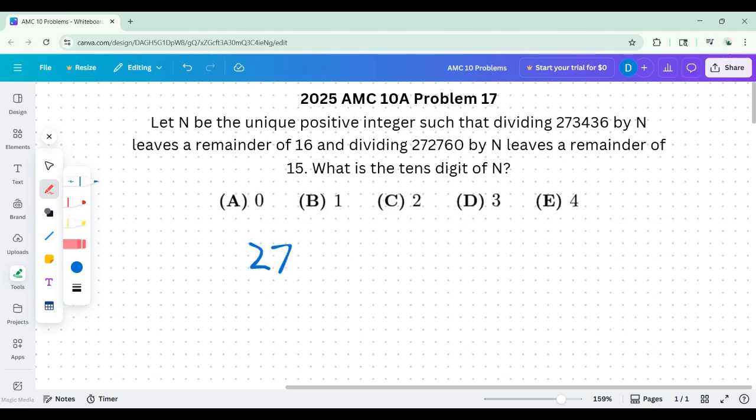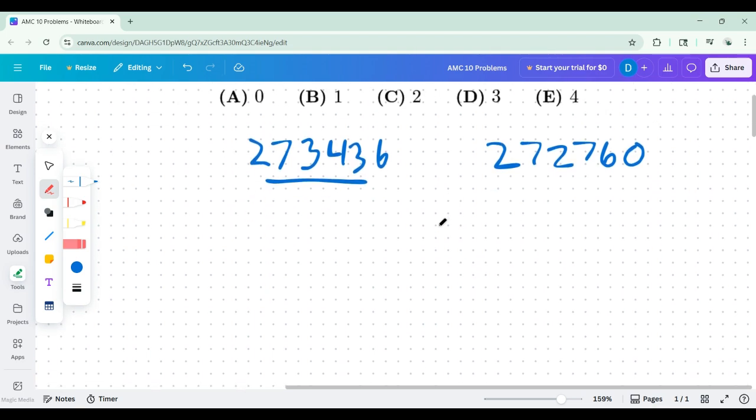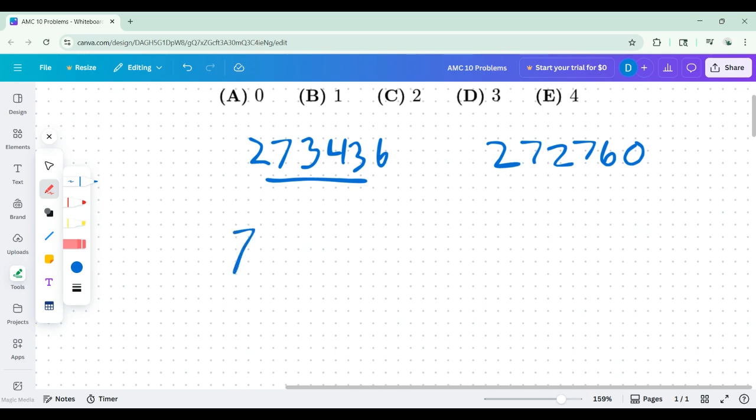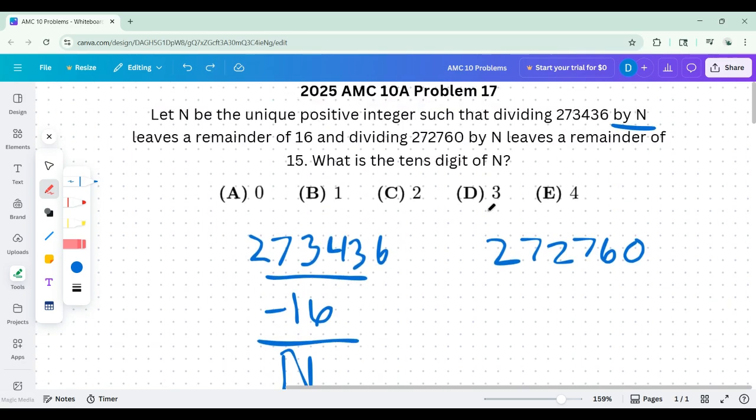In order to solve this problem, we have to think of how these two examples are related to each other. So if you have 273,436 and we divide by n and it leaves a remainder of 16, we know that if we subtract 16 from this number, it is divisible by n, or this number is a multiple of n.